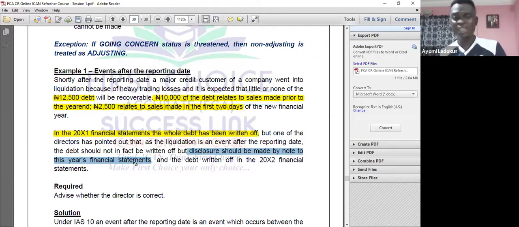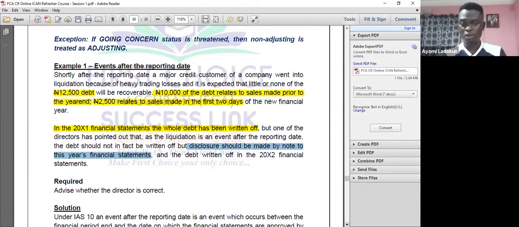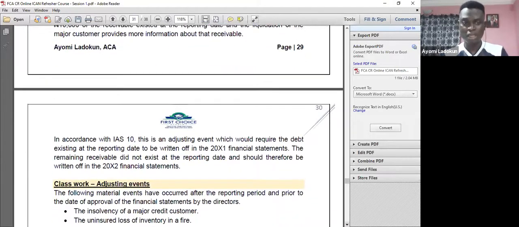But here, that is not a disclosure. You don't disclose because this is an adjusting event. That 10,000 already existed at the balance sheet date. So what do you do? You go back to the 20X1 financial statement and write it off. Then for 20X2, that's 2.5, you write it off in the 20X2 financial statement. If you like, you can make a disclosure in the 20X1 financial statement. That's it. So that's the answer. You can read it up in your solution over there. Okay, so that is it.